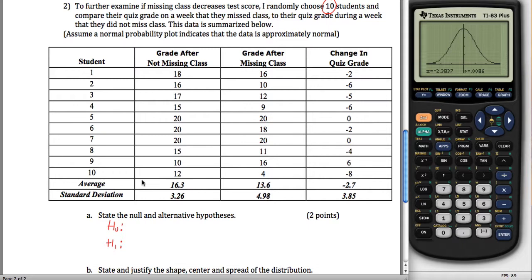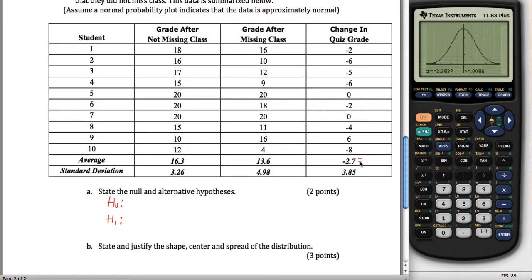I know that the average difference in their test scores was negative 2.7. d hat, I believe, is what your book uses for that. And the standard deviation was 3.85. That's s with a little d next to it. Okay, so mu, this thing that I don't know, I want to compare that to mu naught. Mu naught will always be 0 in these matched pairs tests in our class. So I want to compare mu and 0. I'll say it's equals in my null hypothesis.